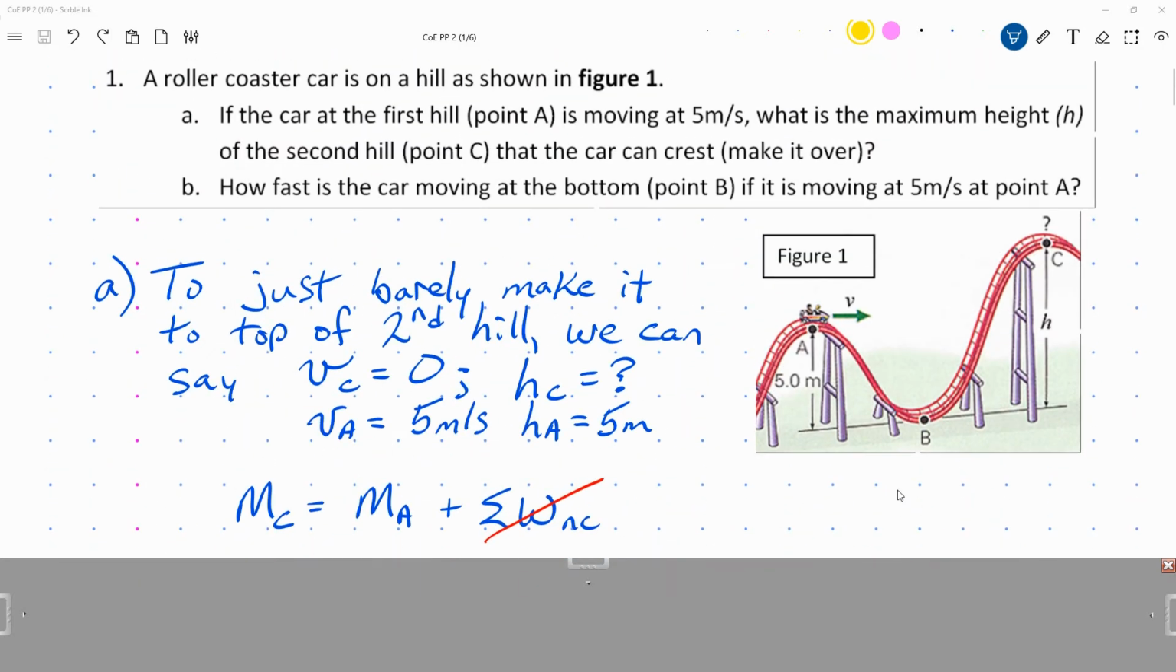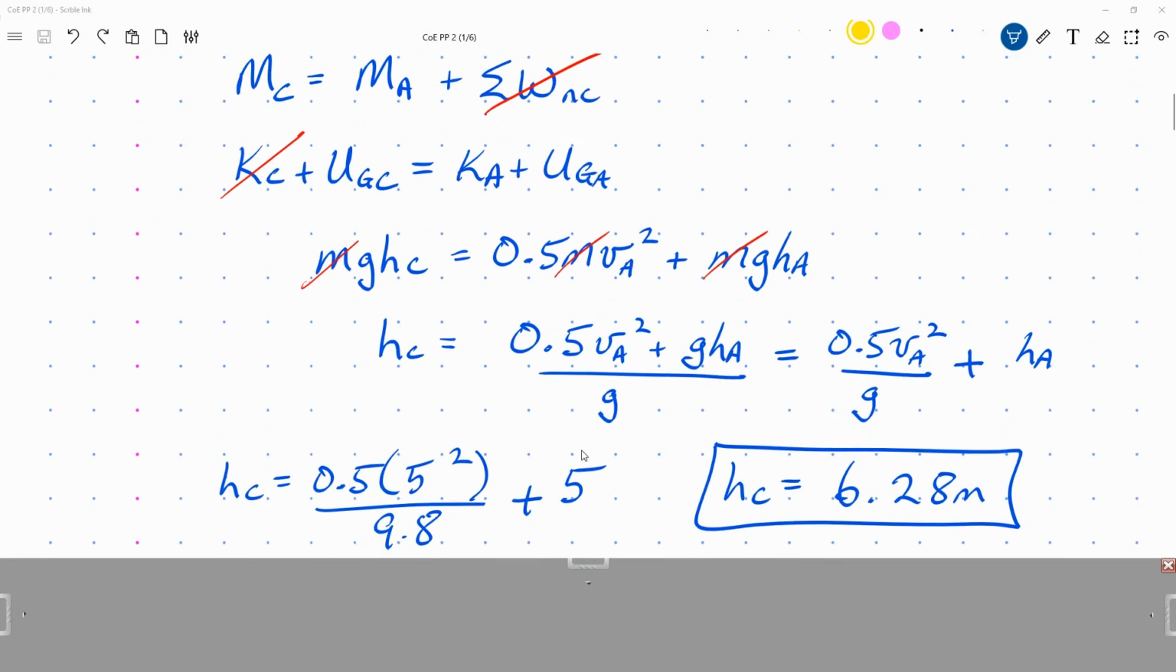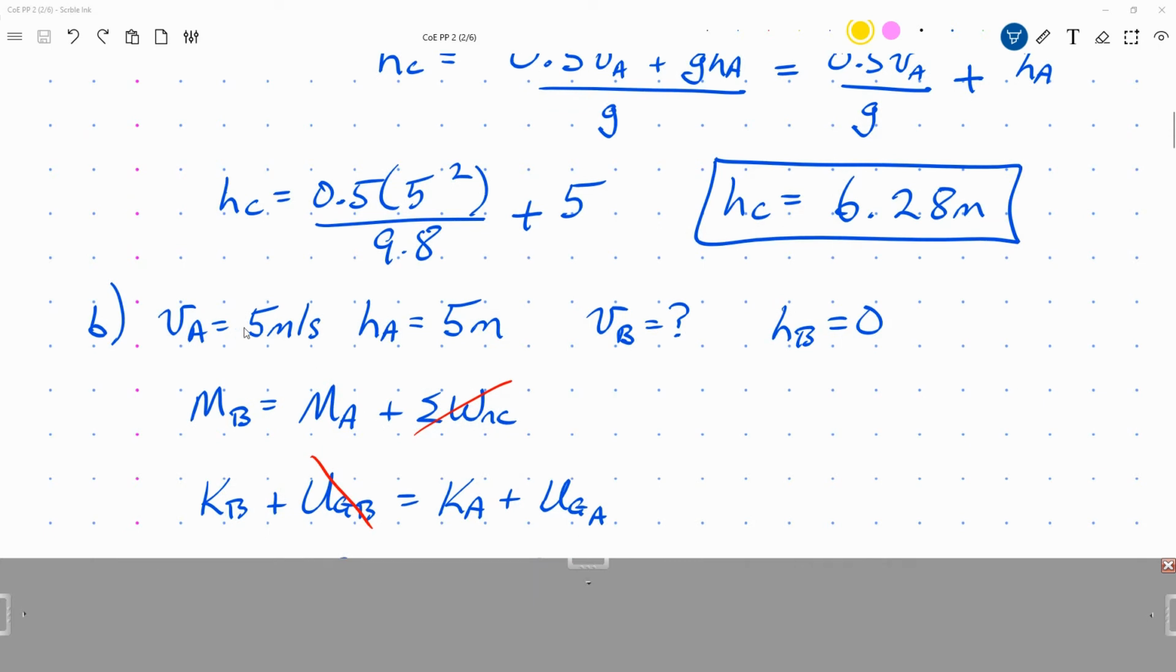Okay, question B said, how fast is the car moving at the bottom, at point B, if it's moving at 5 meters per second at point A? So same starting conditions, but we're now more interested in point B. So really, question B is very much a repeat of the same basic physics here. Just we're now interested in point B.